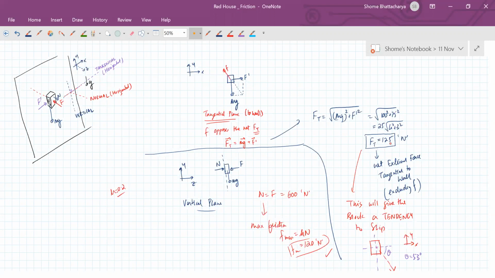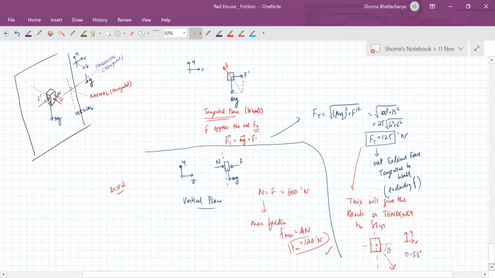If you look at mg individually, it is not enough to make it slip because we have 120 newton friction available and mg is only 100 newtons. If you look at f prime individually, it cannot make it slip along the x-axis because it's only 75 newtons. But now mg and f prime are both acting together, so they have a tendency to make it slip with a force of 125 newtons in that diagonal direction. But we have up to 120 newton friction. So there will be acceleration, but relatively a lot less acceleration.